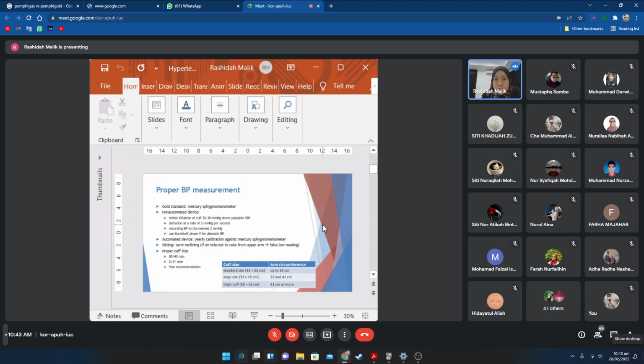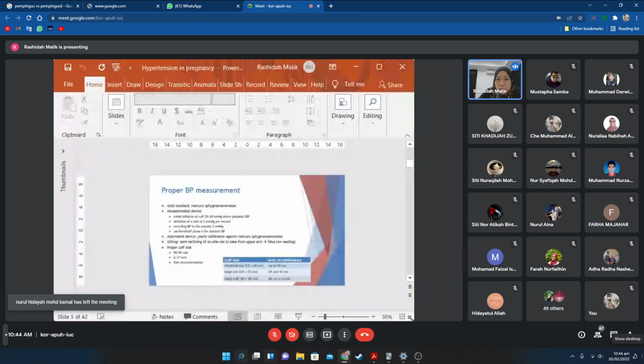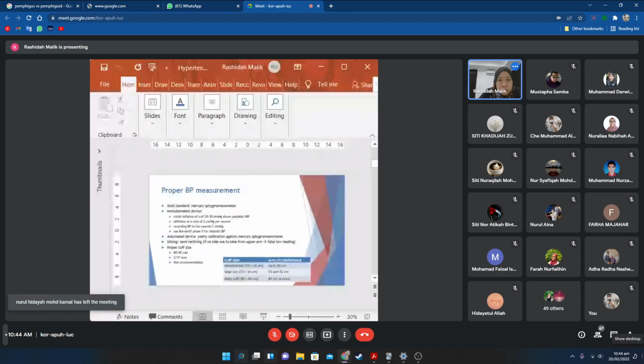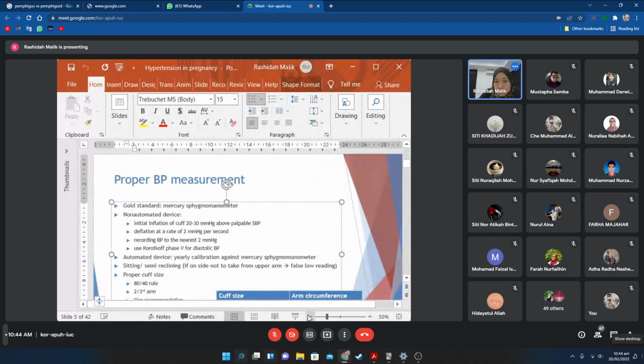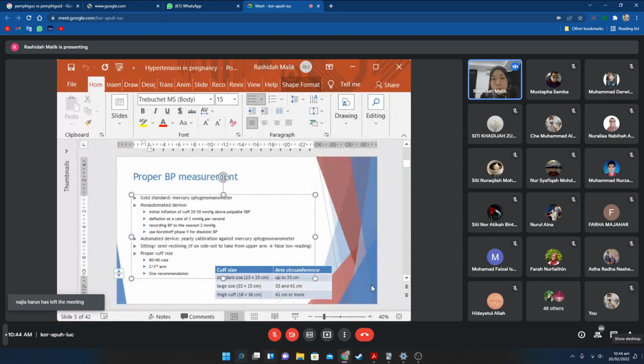But if you're using a non-automated device, again, the technique should be correct. You will need to palpate the radial pulse while inflating, and you need to note the last palpable pulse. The initial inflation should be 20 to 30 millimeters of mercury above the palpable pulse. The deflation should not be really fast. It should be at a rate of about 2 millimeters of mercury per second, and you will need to record the BP to the nearest 2 millimeters of mercury instead of rounding it up. Like 145, you round it up either to 140 or 150.